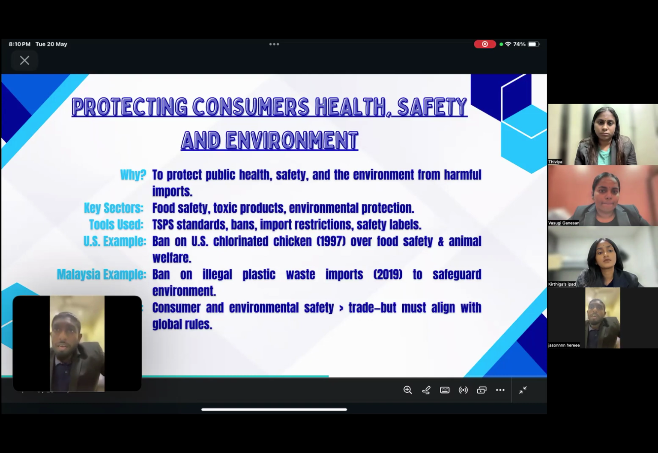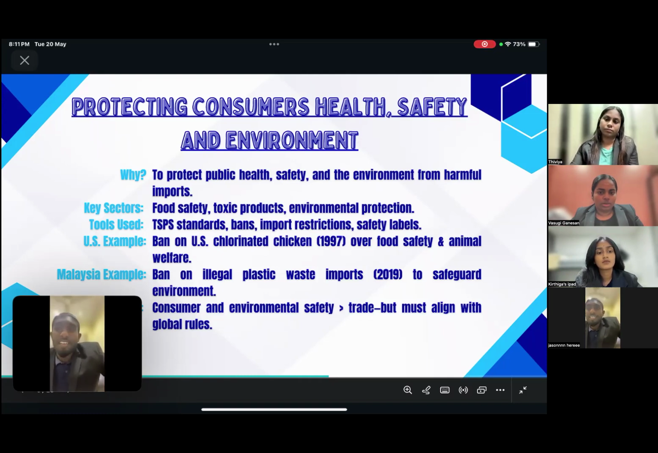Further, there are several sectors that require strong protection. Food safety is a priority, ensuring that imported items meet strict hygiene and health standards. Toxic consumer goods containing harmful substances, and environmental protection, particularly in the case of imports like electronic waste and plastics, also require measures. Public health is another key concern, especially when products can lead to disease or long-term medical issues.